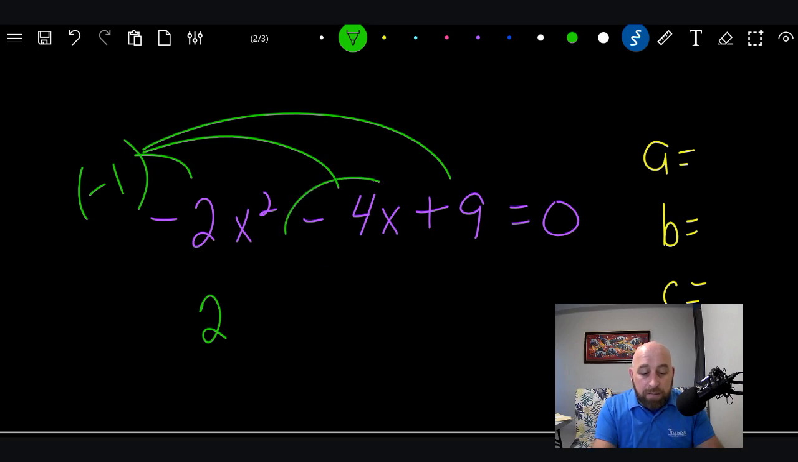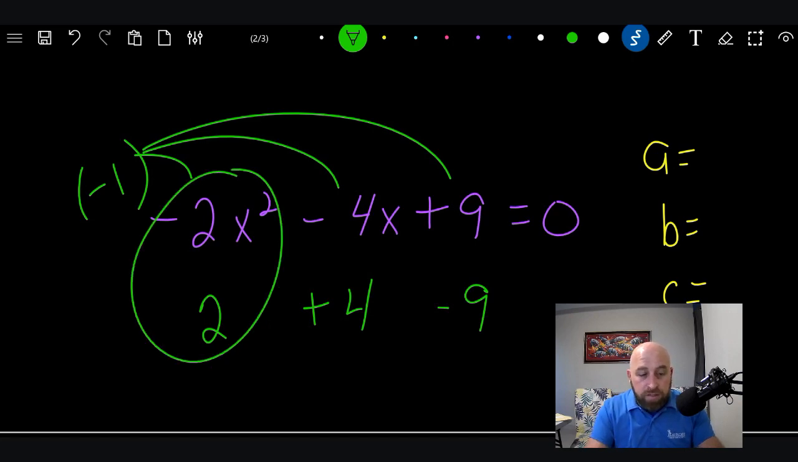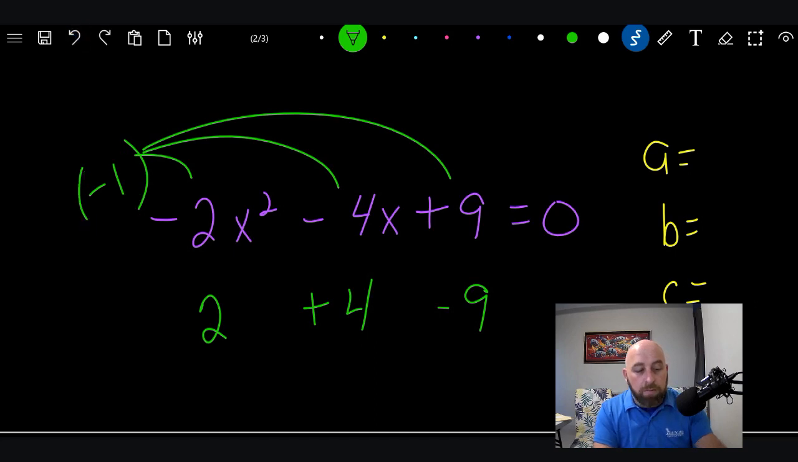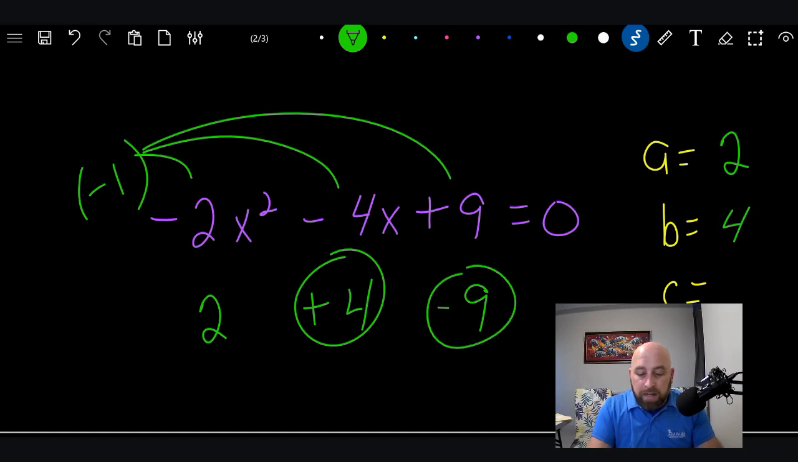Negative 1 times negative 4, look, that's a negative 4. So that's going to be positive 4. Negative 1 times positive 9, that's going to be a negative 9. So there you go. So this is our A term, which is 2. You say, oh, I thought it was negative 2. No, no, no. We got to multiply by the negative 1. So that's going to be a positive 2. A positive 4 is the B, and a negative 9 is the C.